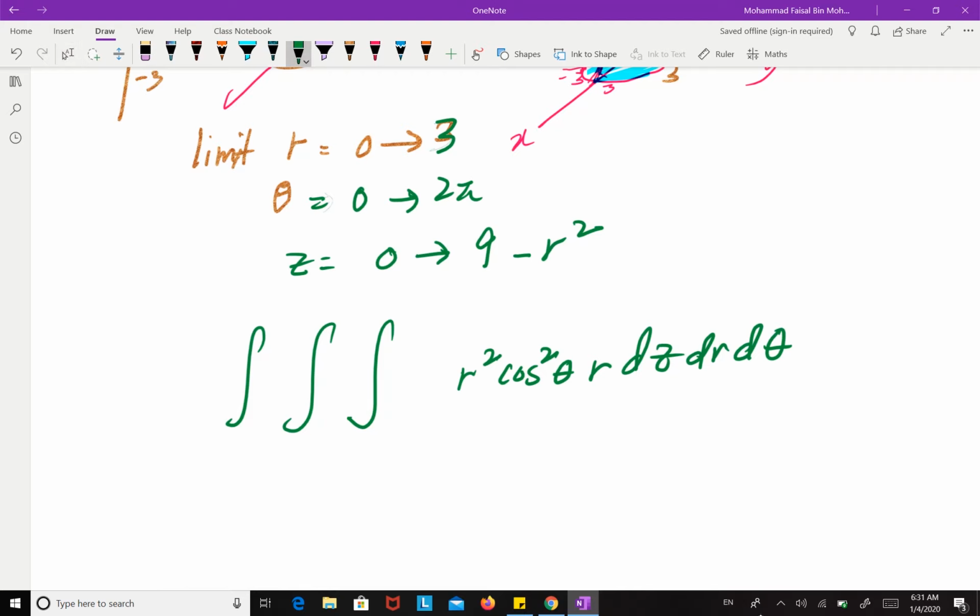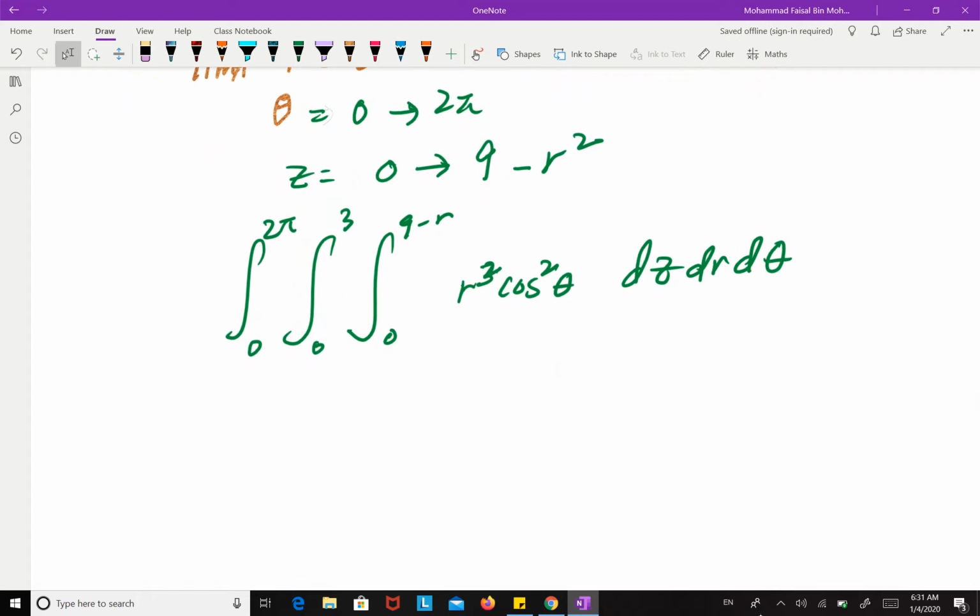So this can be written as r cubed cos squared. Then the limit for z is 0 to 9 minus r. The limit for r is from 0 to 3. The limit of theta is from 0 to 2 pi. So you can integrate this, and then you will get 243 over 4 pi.